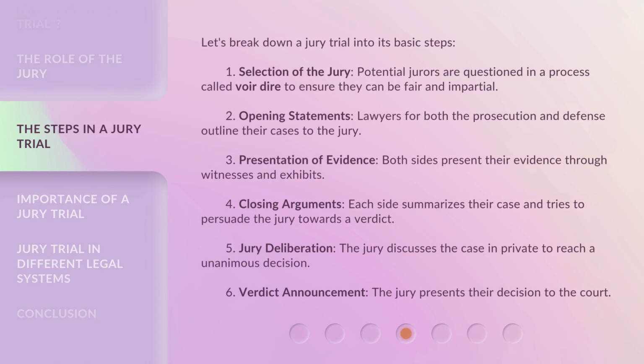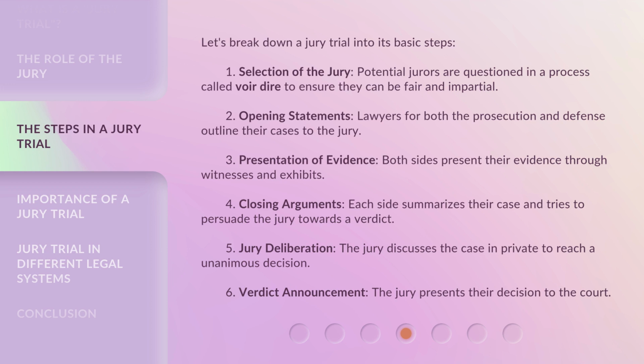Let's break down a jury trial into its basic steps. 1. Selection of the jury. Potential jurors are questioned in a process called voir dire to ensure they can be fair and impartial. 2. Opening statements. Lawyers for both the prosecution and defense outline their cases to the jury.